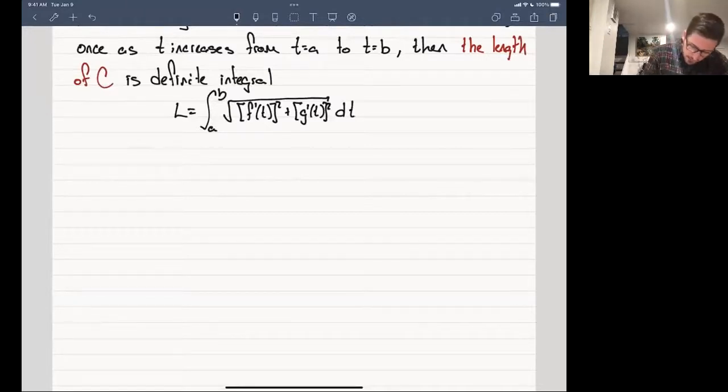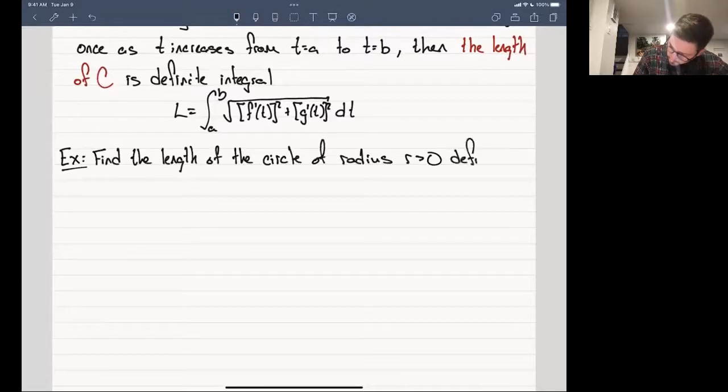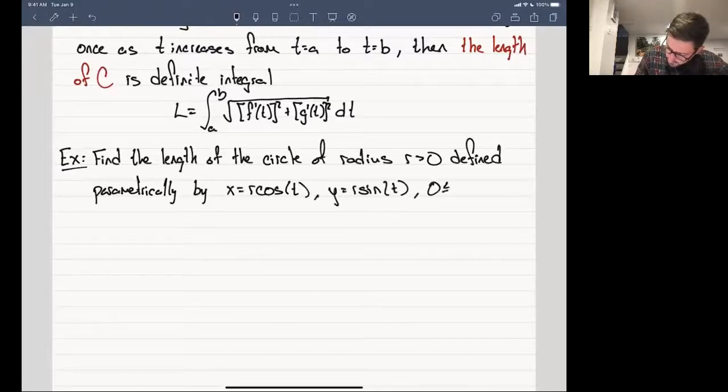So let's do an example. Find the length of the circle of radius r greater than 0, defined parametrically by, and we've seen this, x is equal to r cos t, y is equal to r sine of t, and t is between 0 and 2 pi.